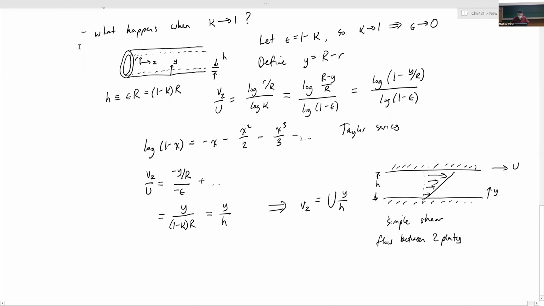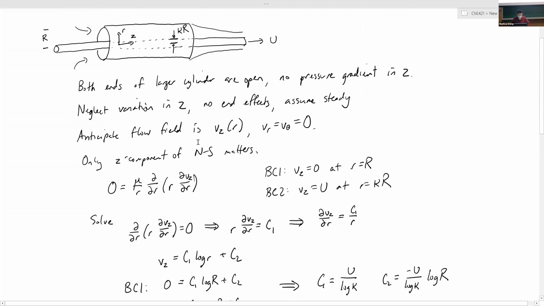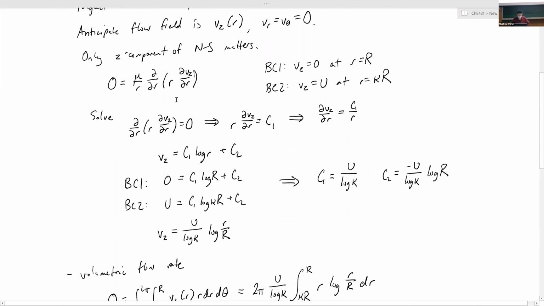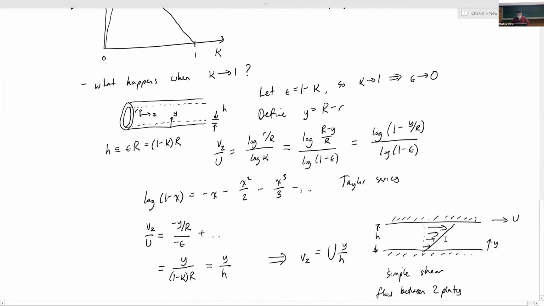Looking back with hindsight, if I were to take this annular flow situation and allow kappa to approach 1, this is maybe exactly what you would have expected, right? We're seeing essentially no curvature now because we're so close to the surface that we're not even detecting the curvature of the cylinder anymore. And so this inner cylinder corresponds to this top parallel plate, and this outer cylinder corresponds to this bottom parallel plate that's not moving.